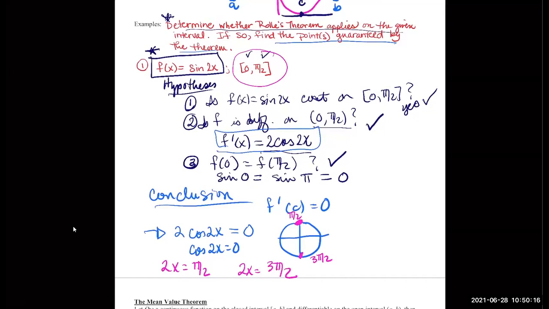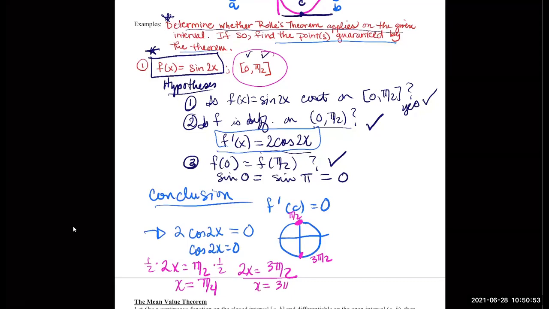So I'm going to take this first one. If 2x equals pi over 2, if I divide by 2, what's pi over 2 divided by 2? Or pi over 2 times 1/2, if you'd rather think about it that way. We would get x equals what? Pi over 4. Good. Notice if I do the same thing to this one, multiply both sides times 1/2, I would get x equals 3 pi over 4.